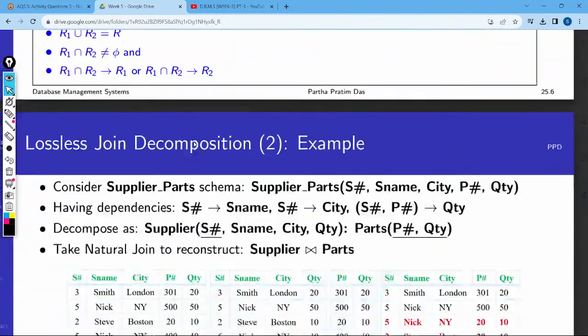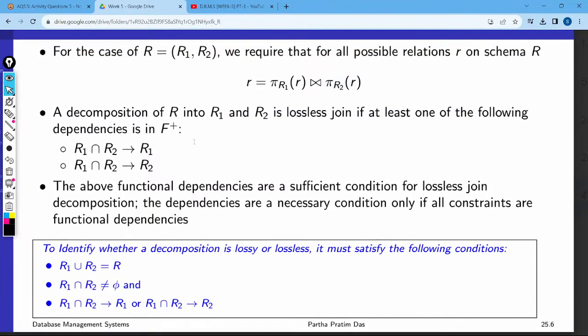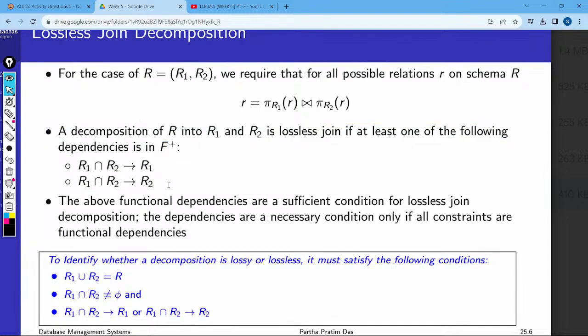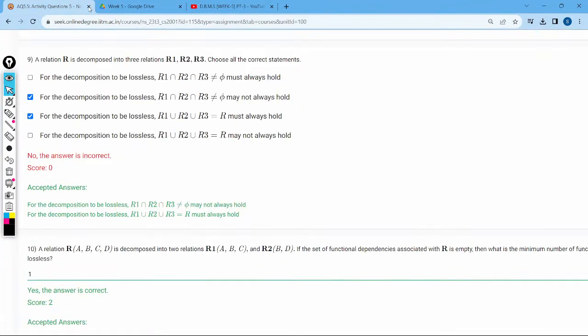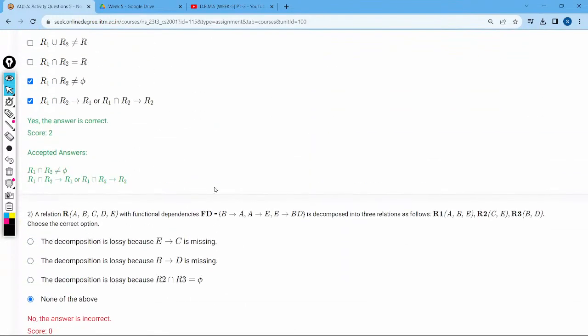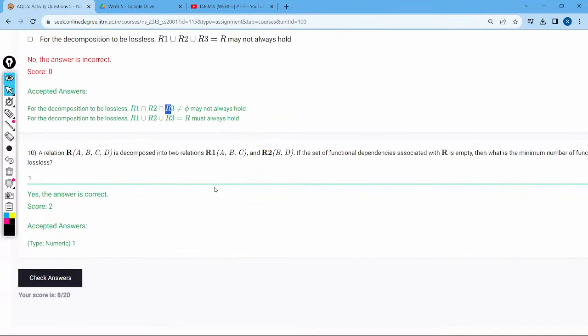To make the decomposition lossless, at least one of the following must hold. We only need one of them, either this or that, but not both. The mistake that I made here was to assume that this should always be the case. However, you can just work with this much: R1 union R2 not being phi, or R2 union R3, or even R1 union R3, and R1 intersection R3, R1 intersection R2, R2 intersection R3. That is something we learned: only one of them must be true and not all. We only need one of them to make it lossless.